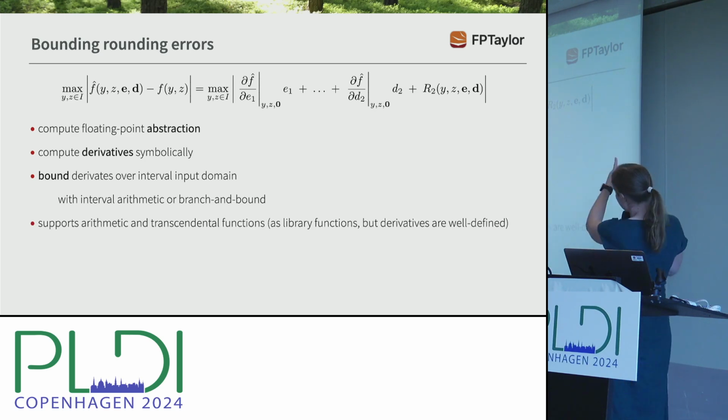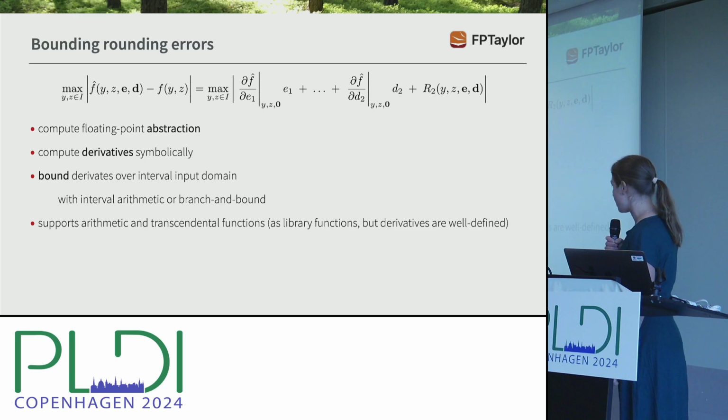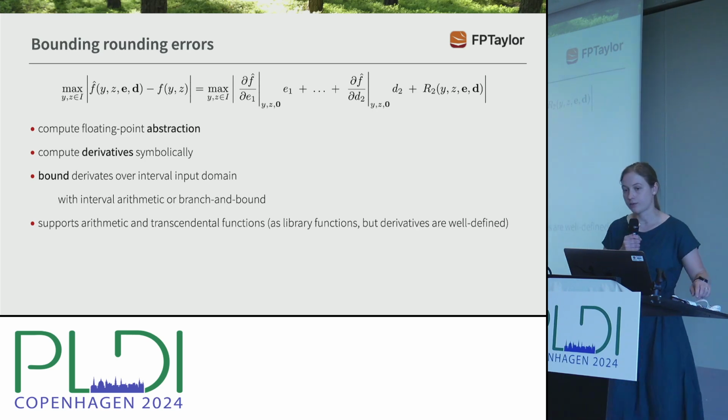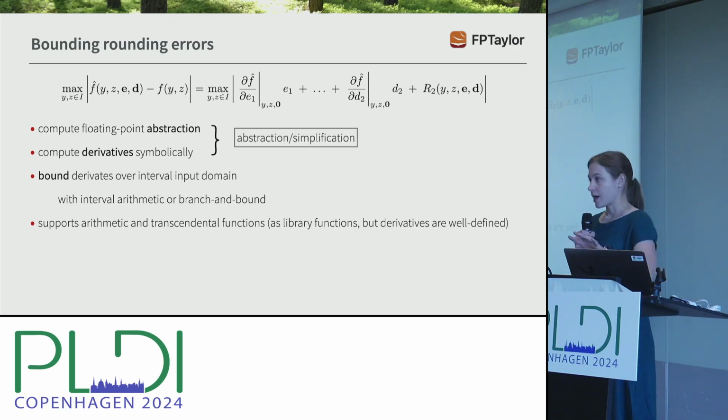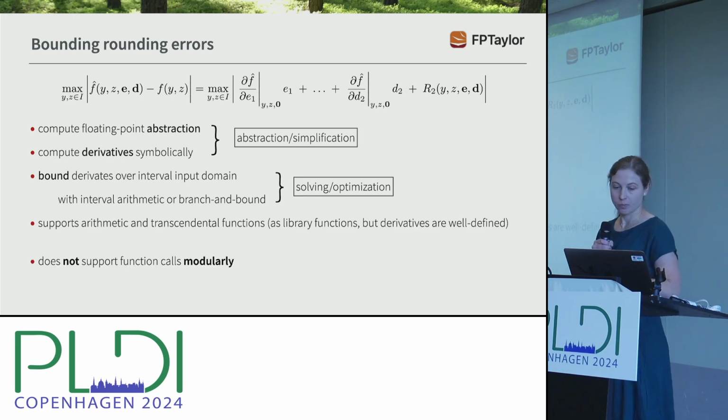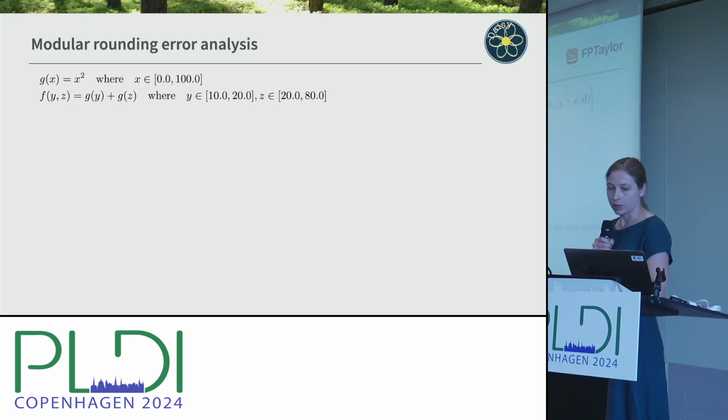Now this approach, and this is originally from the tool FPTaylor, supports arithmetic and transcendental functions like sine and cosine. So we can easily do sine and cosine because for these we have derivatives that are well defined. So we have an abstraction step and we have an optimization step. Now this approach as is does not support function calls. So if you have function calls in your program, you have to inline them all. And this is what we want to avoid.